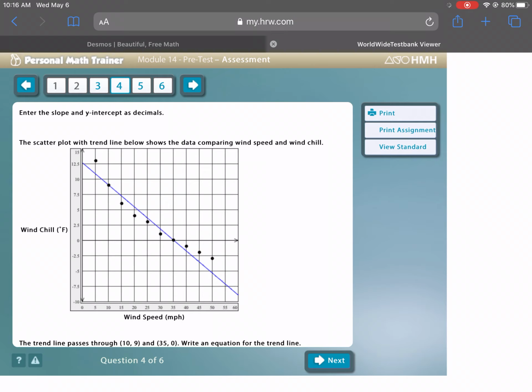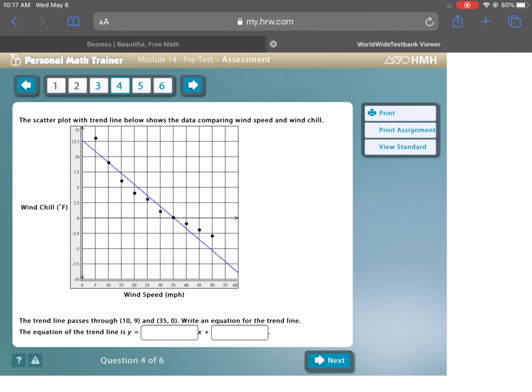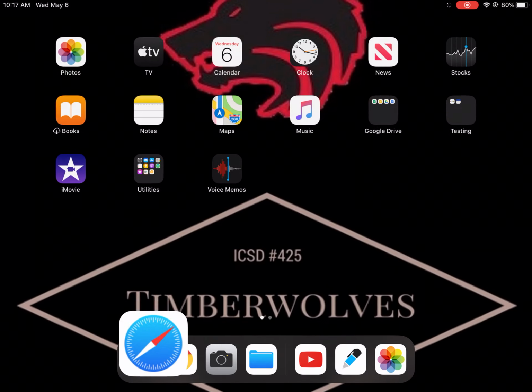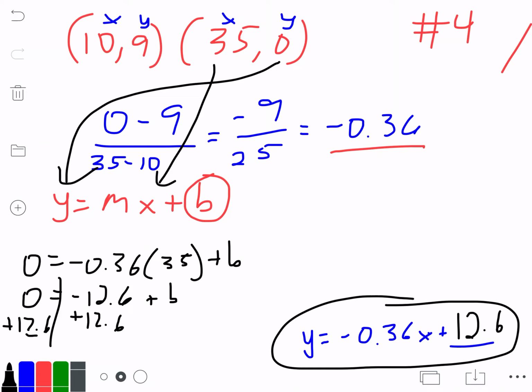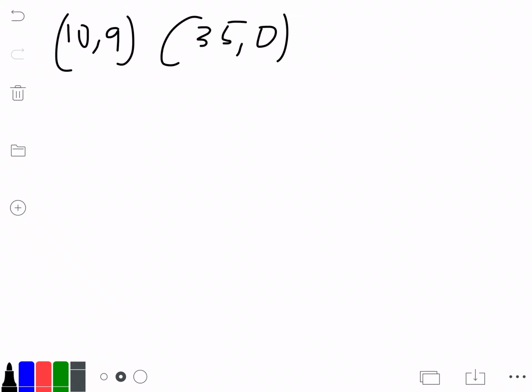Now, this is probably the trickiest question. It's number 4. The trend line passes through 10, 9, and 35, 0. Write an equation for the trend line. So we need our y equals mx plus b. And they give us those 2 points. So 10, 9, and 35, 0. Your ultimate goal is to do y equals something x plus something.